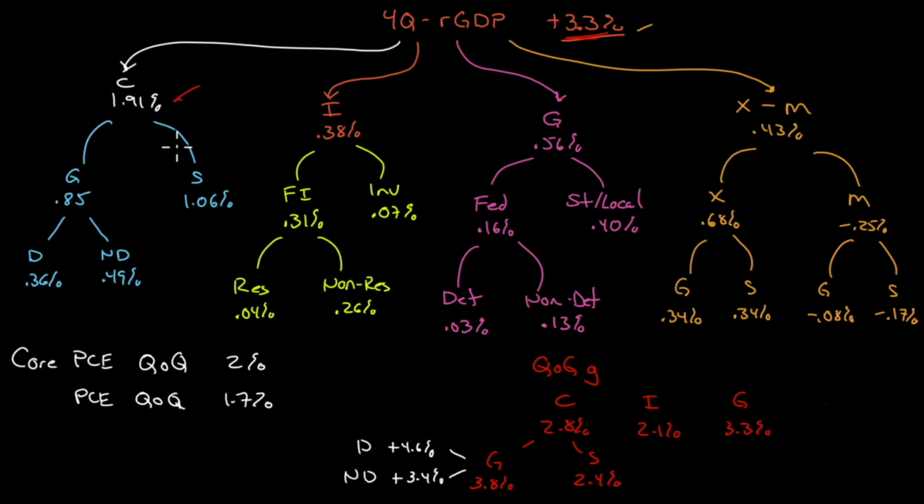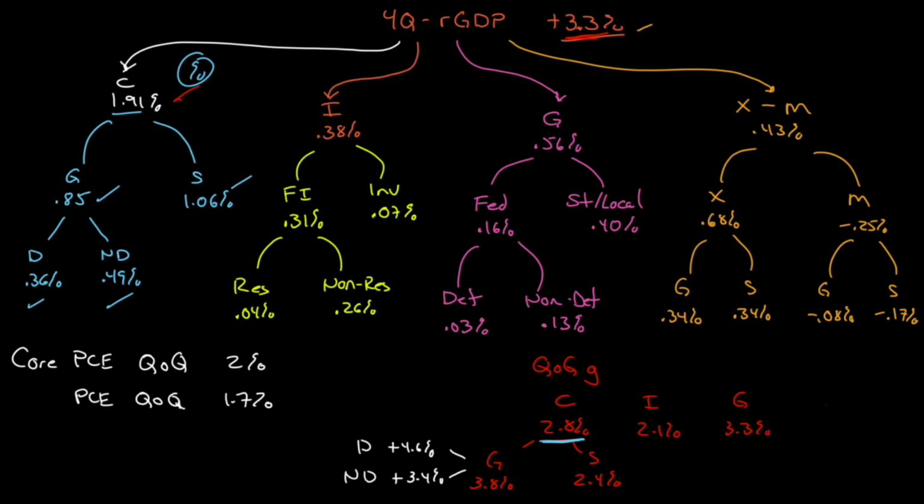So the consumer, 1.91 of the 3.3. And if we look at the consumer growth quarter over quarter, consumption grew 2.8%. So if it contributed 1.91, 1.91 divided by 2.8 will give you the percentage contribution of consumption to real GDP. It added 1.91: goods 0.85, services 1.06, and in goods both durable and non-durable, all of it positive.